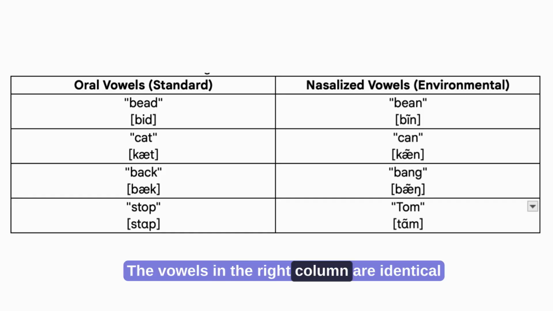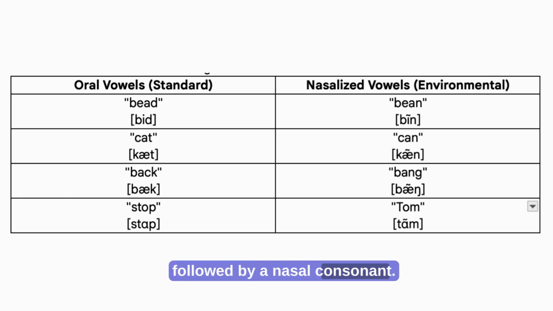The vowels in the right column are identical in place and height to those on the left, but they have acquired a nasal feature. This only happens when the vowel is immediately followed by a nasal consonant. For English, we only have 3 of those.